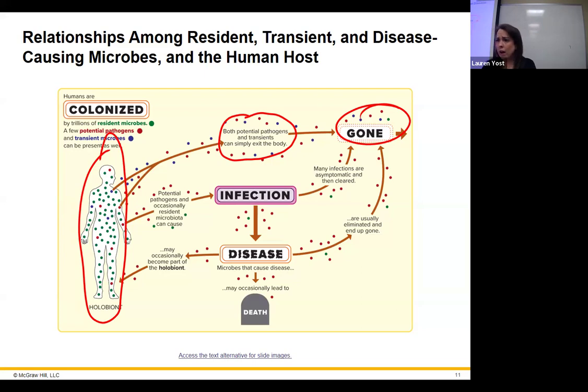So normal E. coli, we don't think anything of it in the GI tract. It shouldn't be in the urinary tract. So we have infection with that E. coli in the urinary tract, and that leads to disease. You get your urinary tract infection. You've got urgency to urinate. You've got pain when you urinate. Maybe blood in the urine; it probably is there, even if you don't see it.